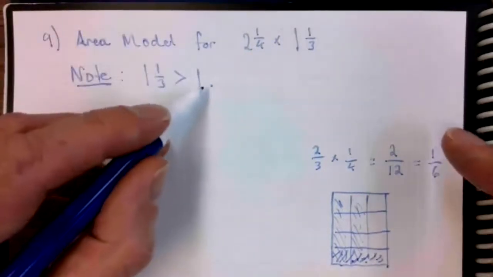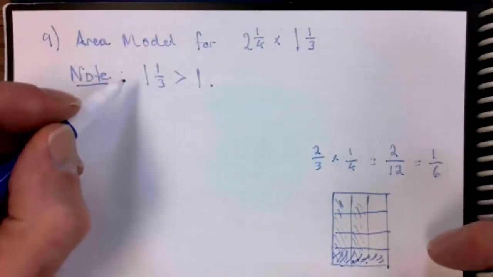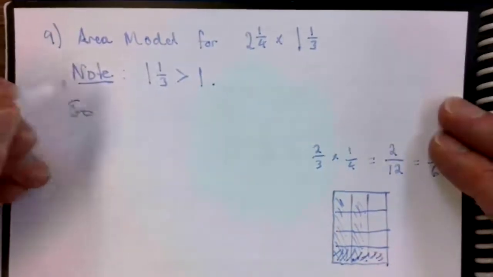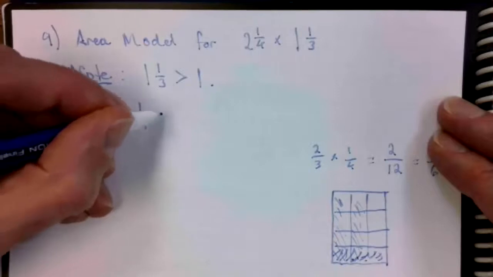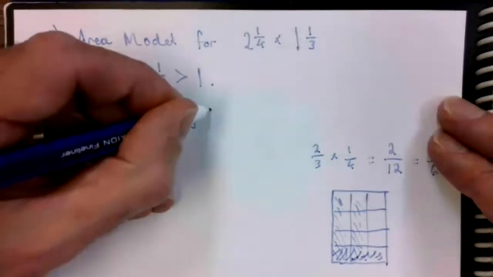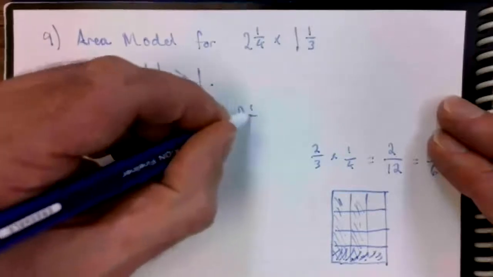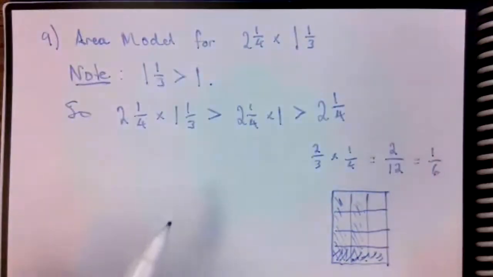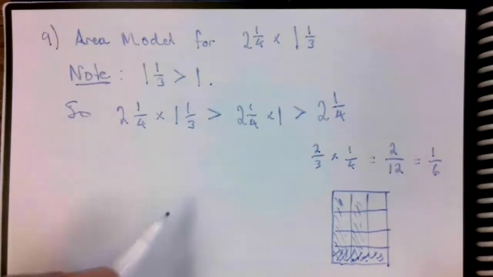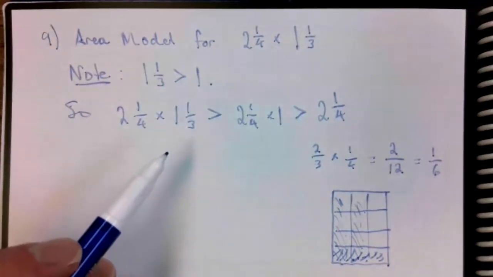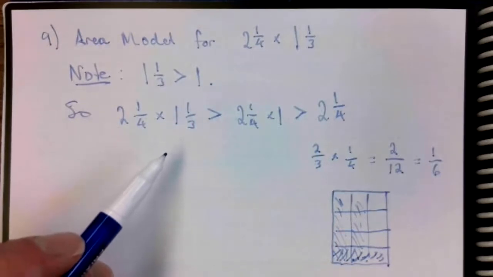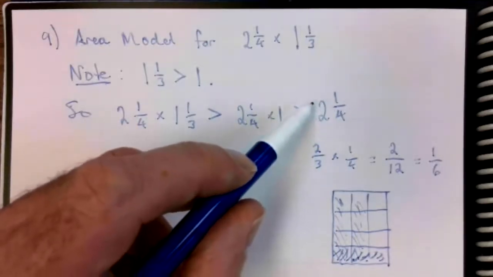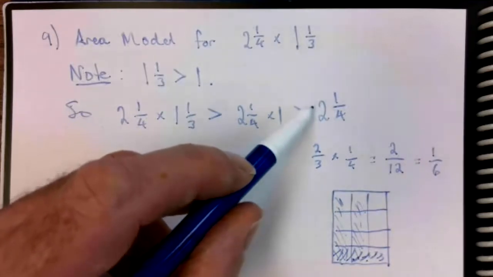1 1/3 is bigger than 1, right? Because you have more. You have 1 and then you have extra stuff, okay? So 2 1/4 times 1 1/3 should be bigger than 2 1/4 times 1. In other words, it should be bigger than 2 1/4. Okay, now look at the answer that student got. What answer did they get? 2 1/12. Is that bigger? Is 1/12 bigger than 1/4? Okay, no, right? 1/4 is bigger than 1/12.